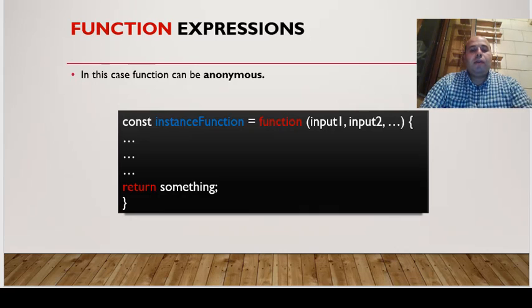There is another way of defining a function, which is the function expression. In this case, the function can be anonymous. As you can see in the black rectangle, we define a variable whose type is constant and whose name is instance function, and we assign this variable a function anonymously, and its input is like this, enclosed in the parentheses.